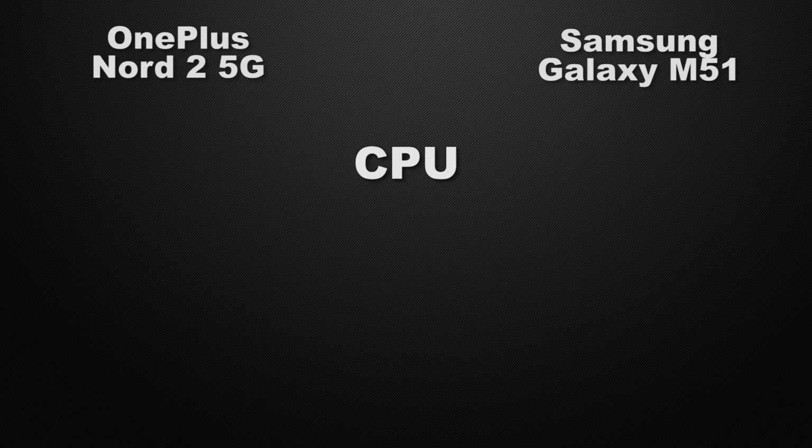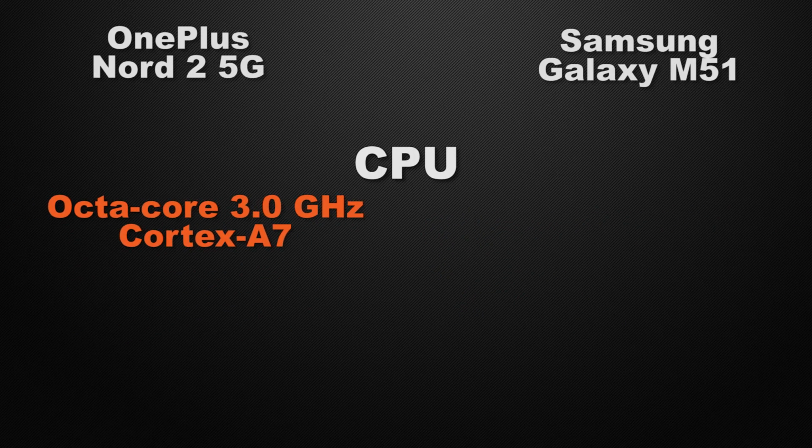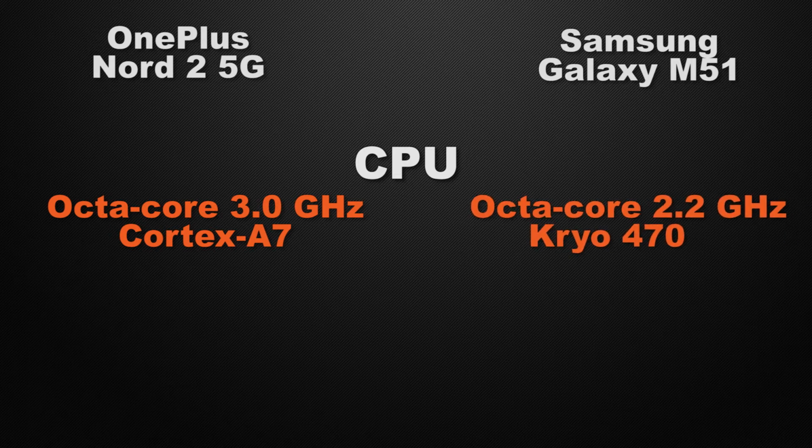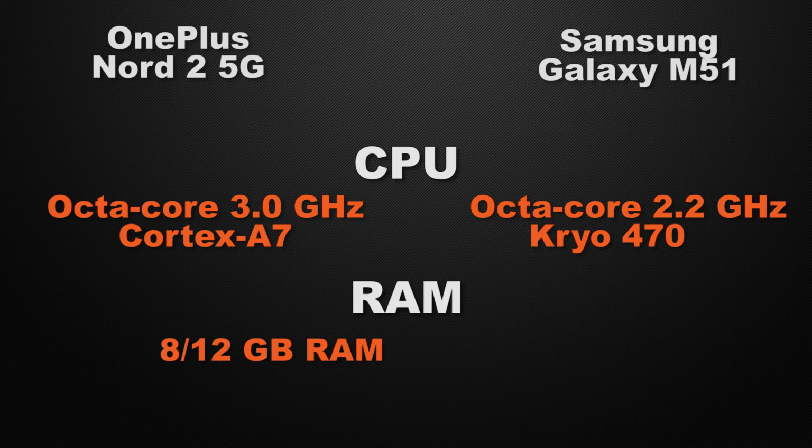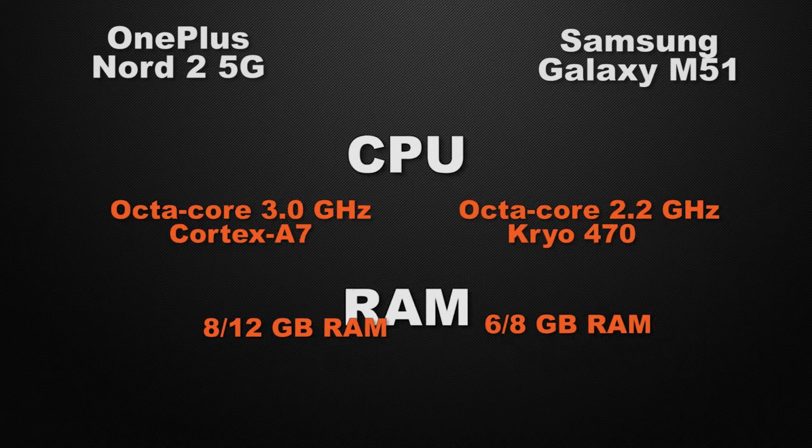Let's talk about the clock speed of the devices. Nord 2 can clock at 3.0 GHz based on an octa-core Cortex chipset, whereas M51 can clock at 2.2 GHz based on an octa-core Kryo chipset. So the winner here is Nord 2 because it has a faster clock speed. And about the RAM variants in the devices, Nord 2 has two options, 8 and 12 GB, whereas M51 has 6 and 8 GB of RAM variants. So the winner here is Nord 2 because it has a bigger capacity of RAM options.